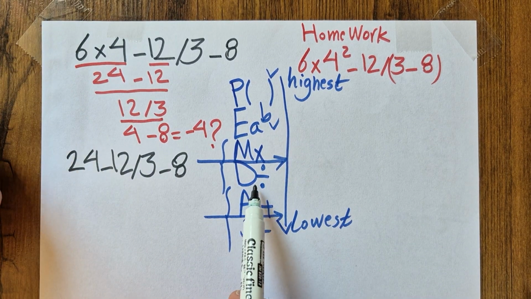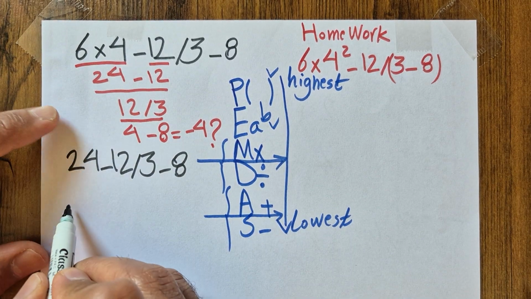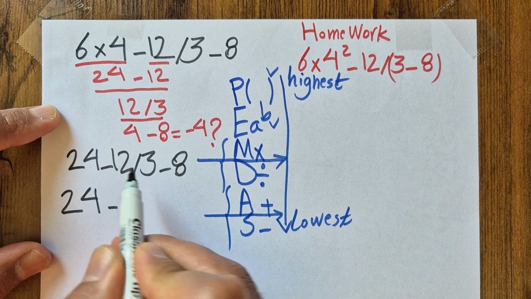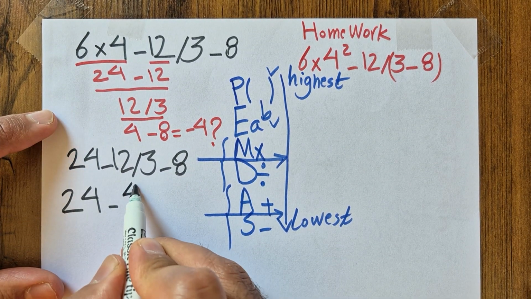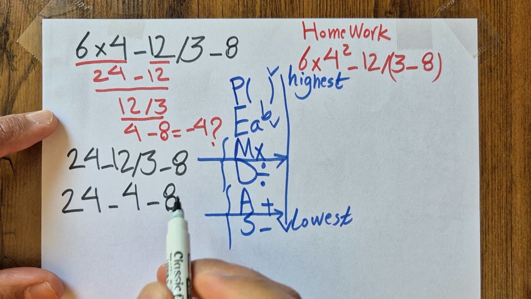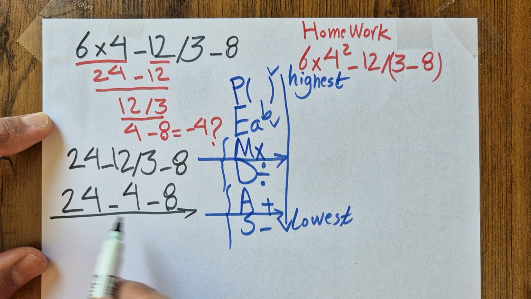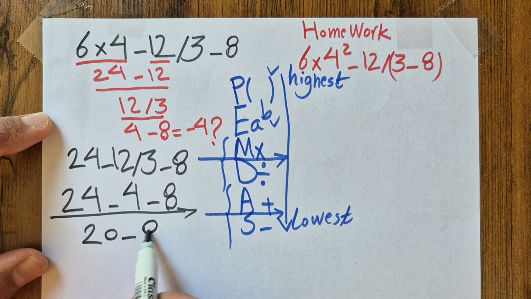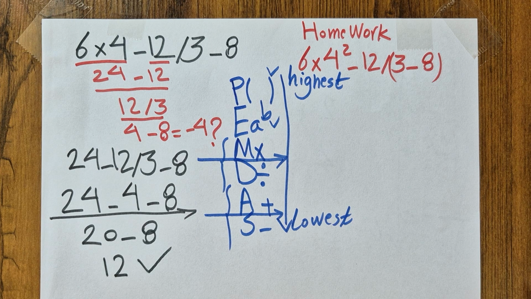Do we have any divisions here? Yes, we do. So let's write it down again here. 24 minus 12 divided by 3 gives us 4, and then minus 8. So now we just have the subtraction, go from left to right. 24 minus 4 gives us 20, and then minus 8. 20 minus 8 gives us 12. And that's the final answer.